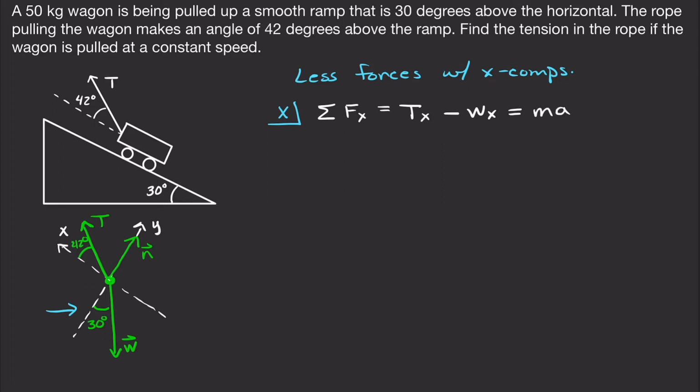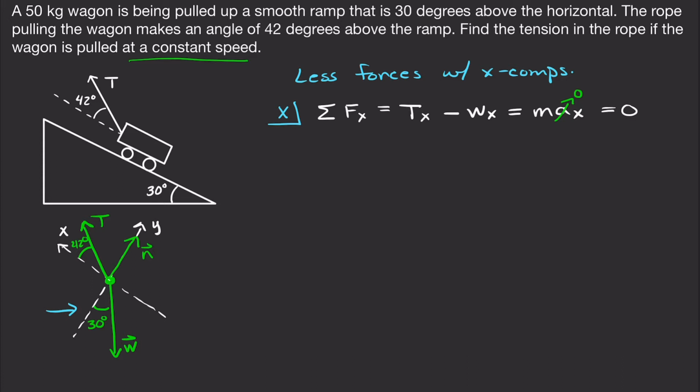And I set this equal to mass times acceleration, except it told me that the cart, or the wagon, was going to be pulled at a constant speed. Constant speed means I'm not accelerating, I'm not speeding up or slowing down, so my acceleration is 0. Okay, now I just need to fill in my x component of tension and my x component of weight, using my right triangles.